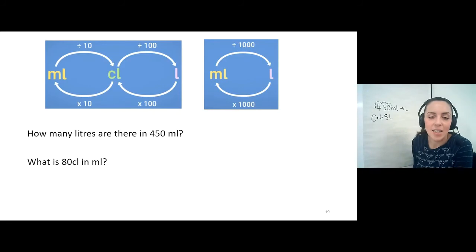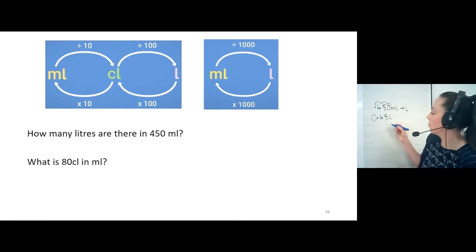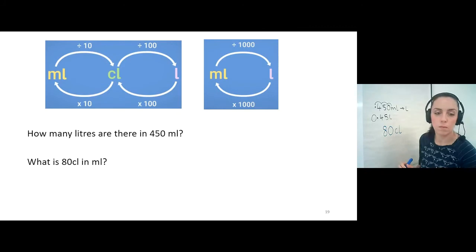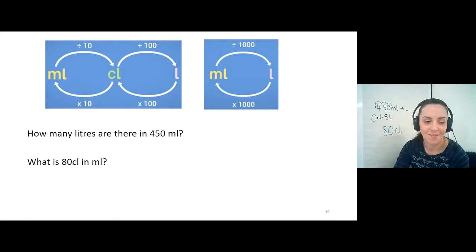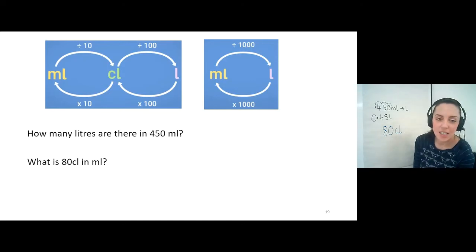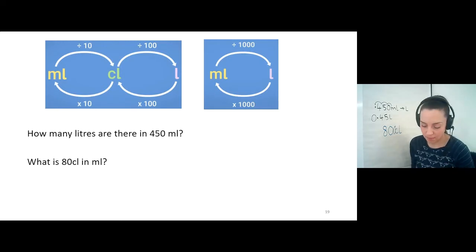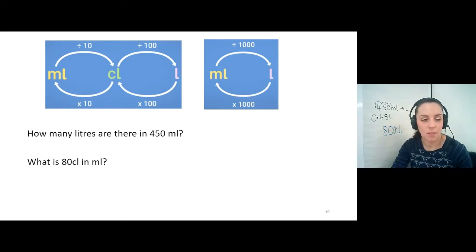What is 80 centilitres in millilitres? Slightly nicer on that one. So to go from centilitres to millilitres, we would multiply by 10. So 80 times 10 gives us 800. Okay, so there's your entry level 3 questions.